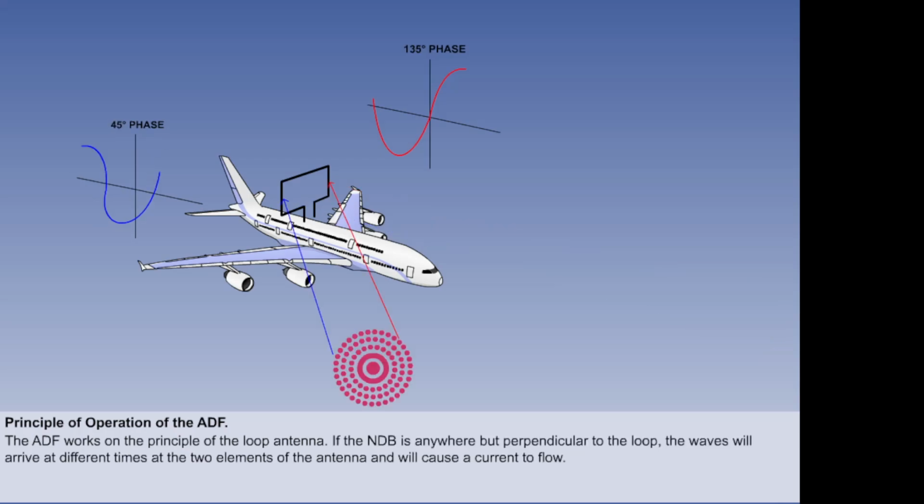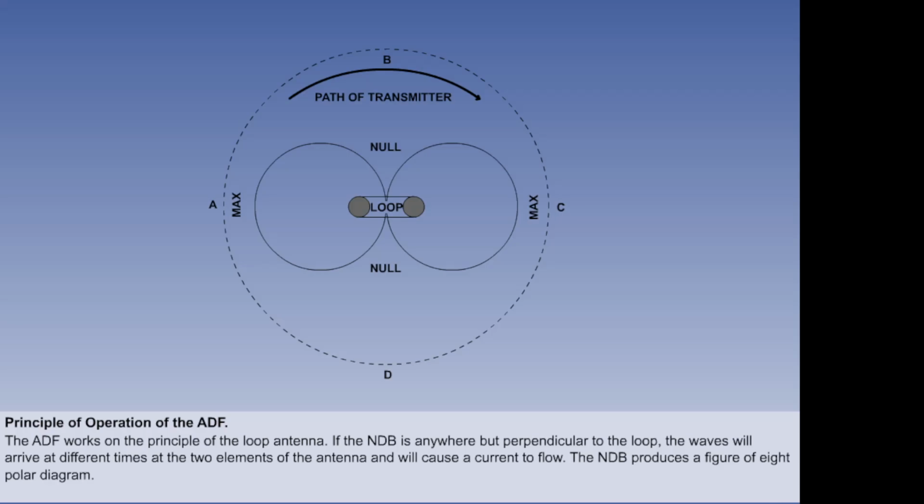If the NDB is anywhere but perpendicular to the loop, the waves will arrive at different times at the 2 elements of the antenna, and will cause a current to flow. A figure of 8 polar diagram of signal strength can be plotted as the antenna is turned or the transmitter moves around the antenna. How is this figure of 8 pattern constructed?